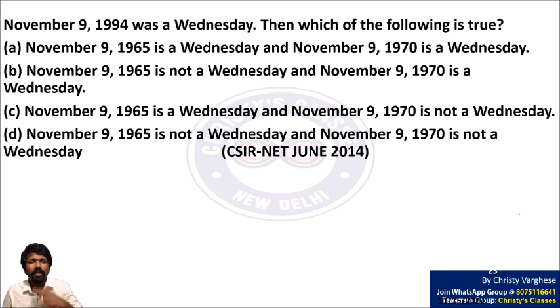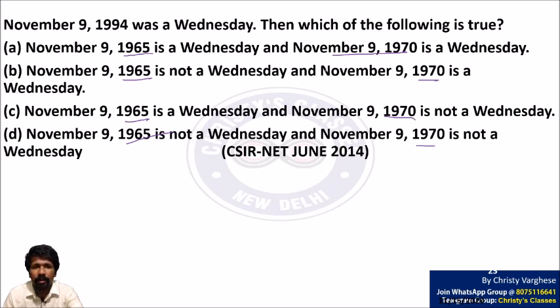So November 9, 1994 was a Wednesday. Then which of the following is true? Listen very carefully, if you are not thorough with this concept. I will explain. November 9, 1994 is a Wednesday. Now, if you look at all the 4 options, it is asking about November 9, 1970 and 1965. November 9 itself, that is why you can easily do it.